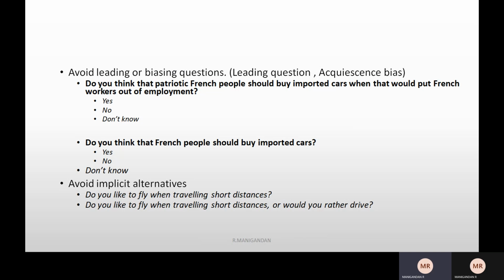Avoid implicit alternatives. Implicit alternative, for example, do you like to fly whenever traveling a distance. These are very unwanted questions. So don't ask these types of questions while you are preparing the data collection.